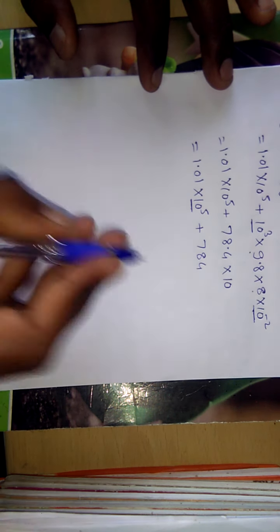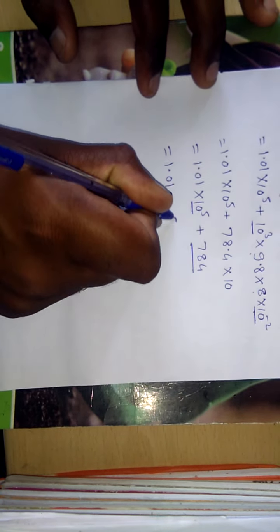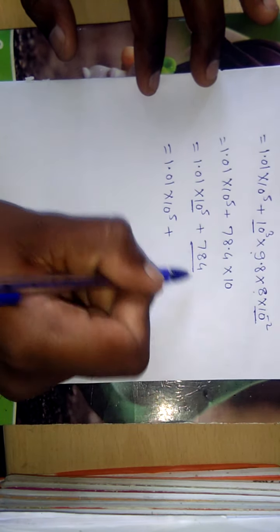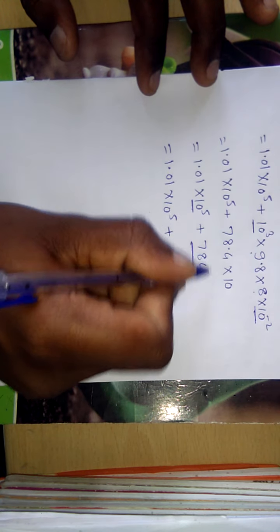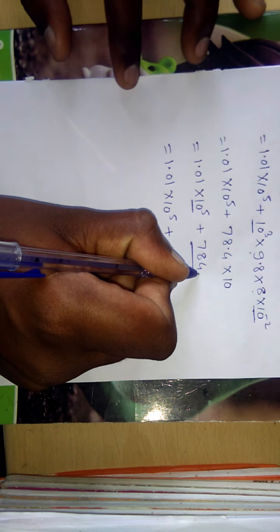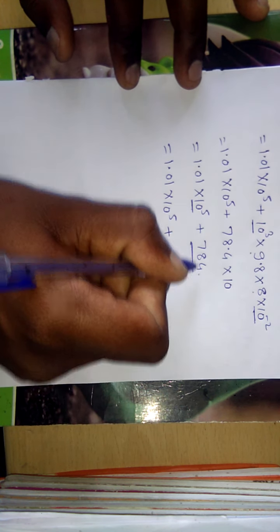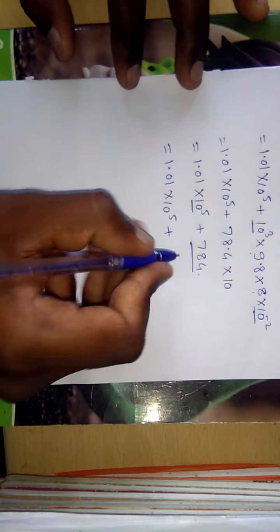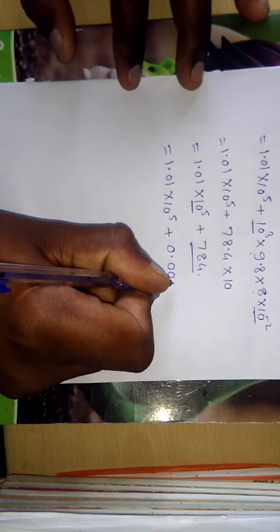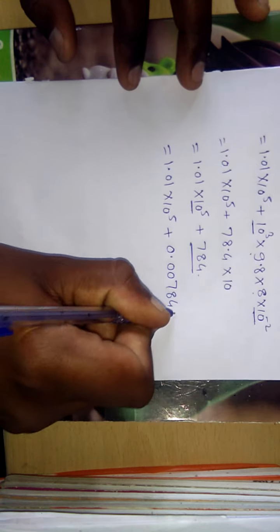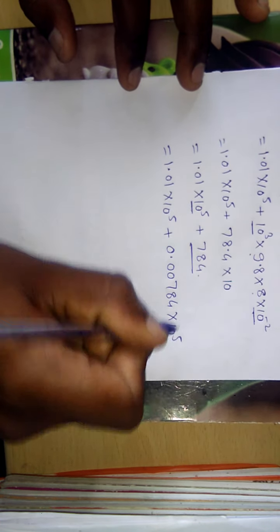Okay, now here we have 10 to the power of 5, so this number also has to be converted in terms of 10 to the power of 5, and only then will the addition be possible. Therefore, 1.01 into 10 to the power of 5 plus, we have to make this a 10 to the power of 5, which means the decimal has to be shifted 5 places towards the left. Therefore 0.00784 into 10 to the power of 5.